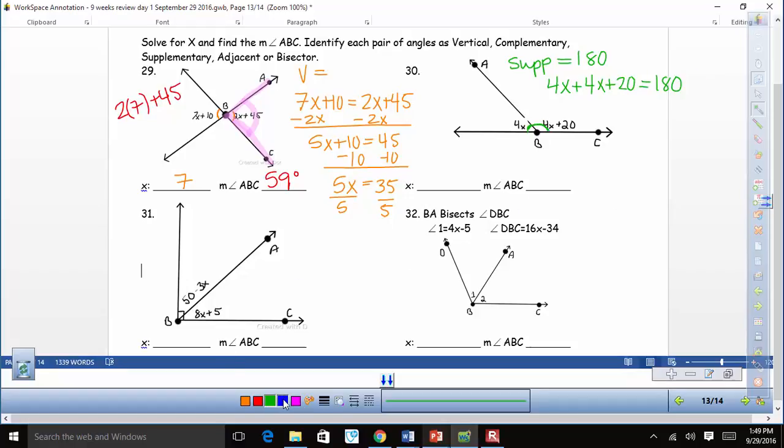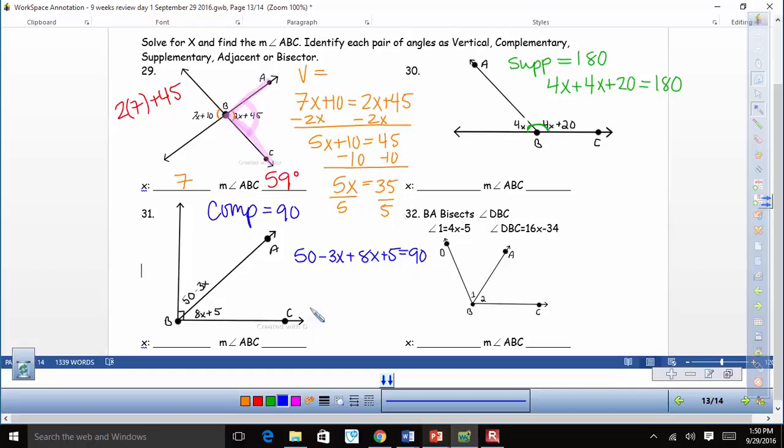What about 31? What type of angles are those? Complementary, which means they do what? Add to 90. So how would we set that one up to solve? 50 minus 3x plus 8x plus 5 equals 90. Perfect.